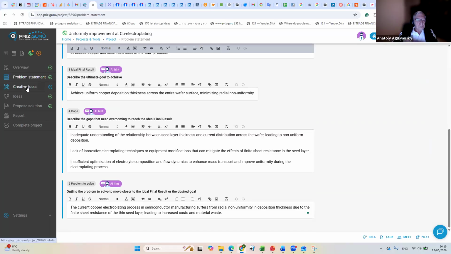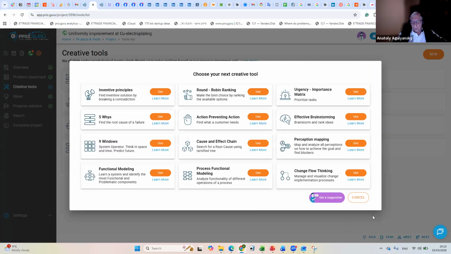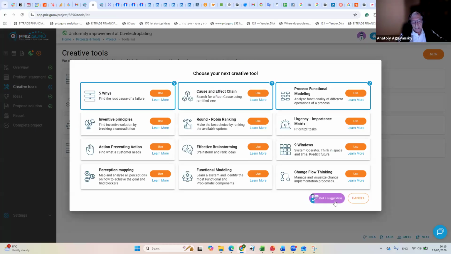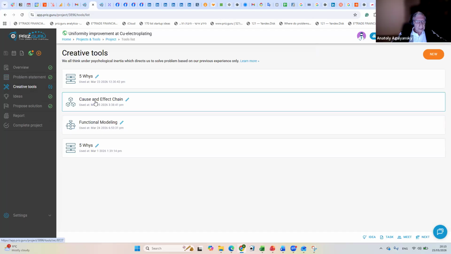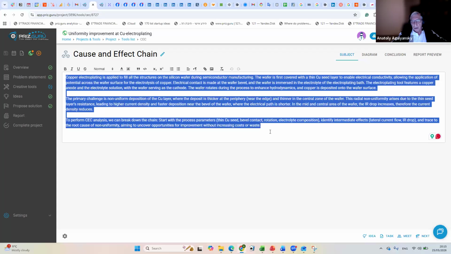So let's go to creative thinking tools. By the way, we have 12 tools. We can ask for help. Which tool will AI recommend? Okay, it recommends 5 whys, cause and effect chain, functional modeling. Let's go to cause and effect chain, but I prepared something. Here is the explanation of what we are going to analyze. This is their explanation of our system.